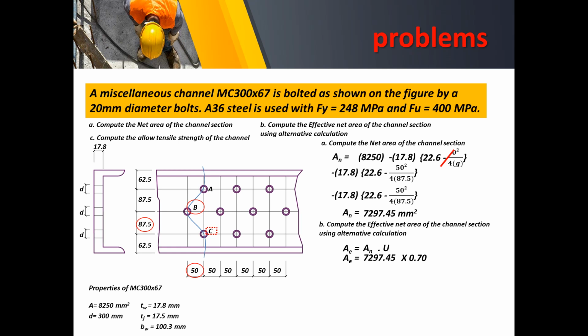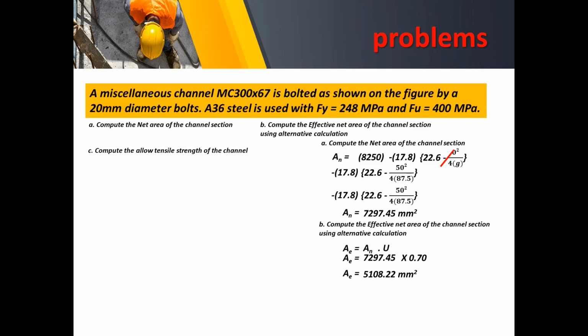Hence, that shall be multiplied to our net area, 7,297.45. So in that case, we arrive at 5,108.22 square millimeters. Okay? So letter C: compute the allowable tensile strength of the channel, once we have known all of the net area on yielding and for fracture.